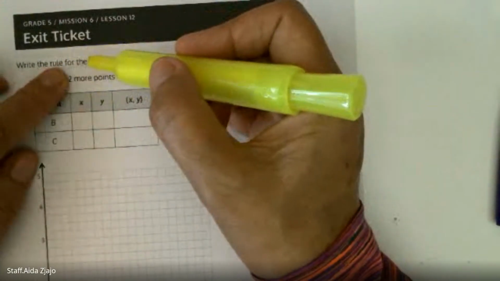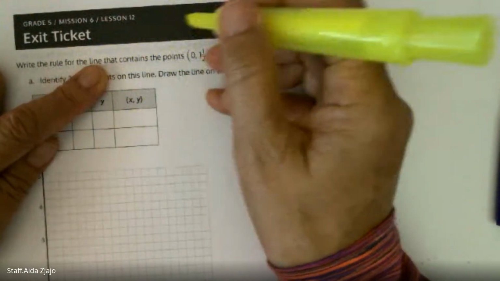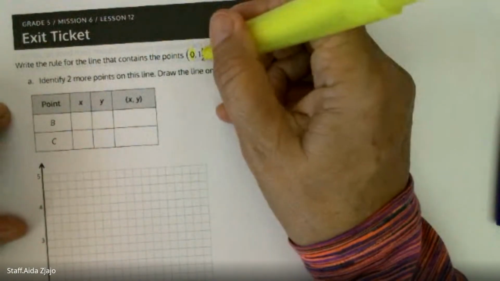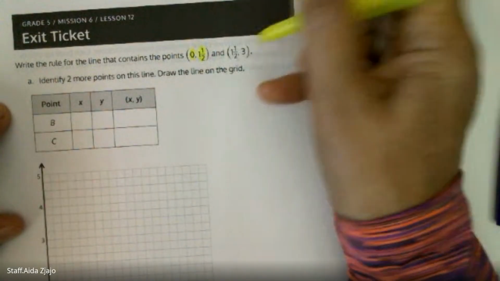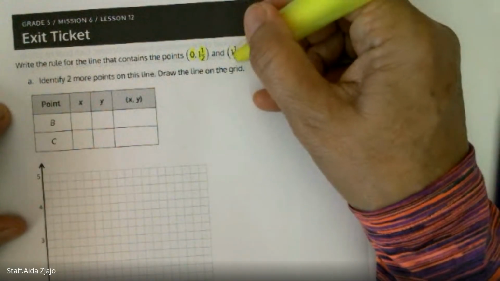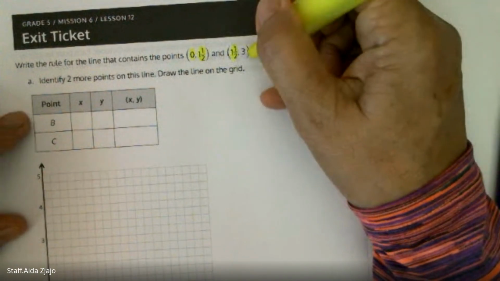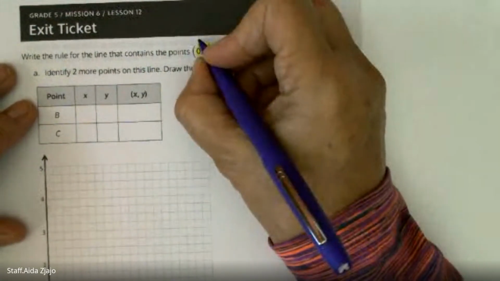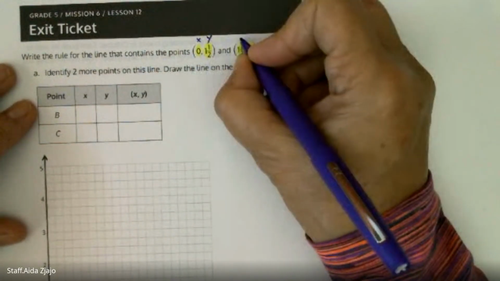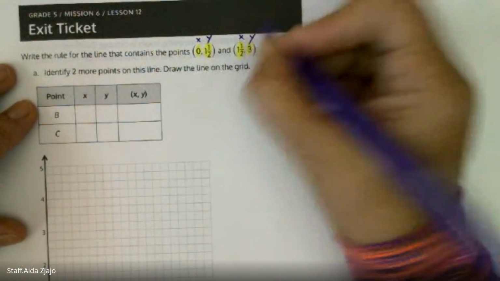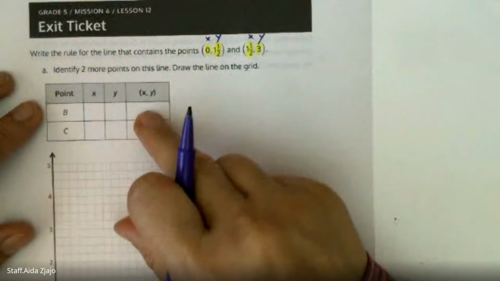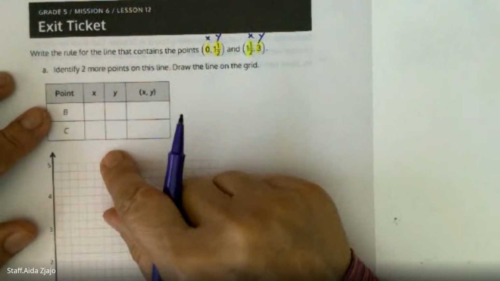Let's read it. Write the rule for the line that contains points x is 0, y is 1.5, and x is 1.5, and y is 3. So usually when I do that, I always put x and y above, to remind my brain that x goes first.